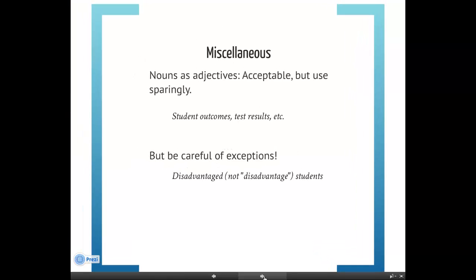Finally, it is acceptable to use a noun as an adjective at times, for example, student outcomes or test results, rather than using the possessive, students' outcomes, tests' results. However, you should use these sparingly. Furthermore, when a noun also has an adjectival form, make sure that you are using the correct form. Example: the correct word to refer to a group or person is disadvantaged, adjective, not disadvantage, noun.